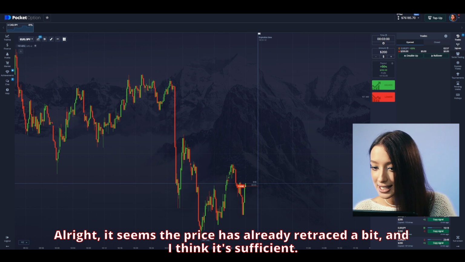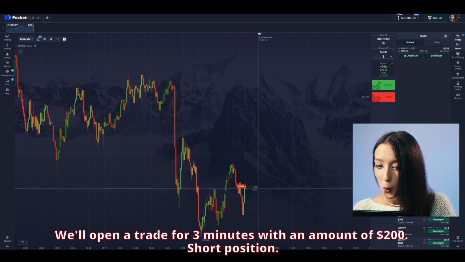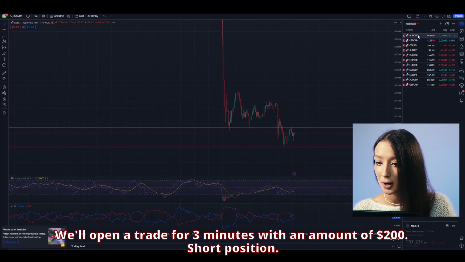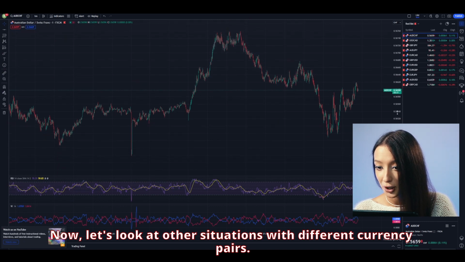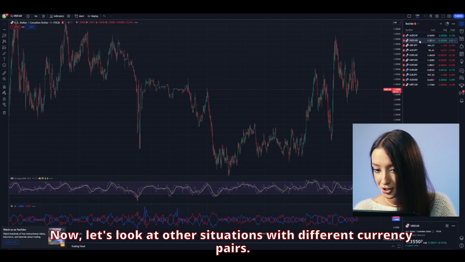Alright, it seems the price has already retraced a bit, and I think it's sufficient. We will open the trade for 3 minutes with an amount of $200, a short position. So now let's look at other situations with different currency pairs.